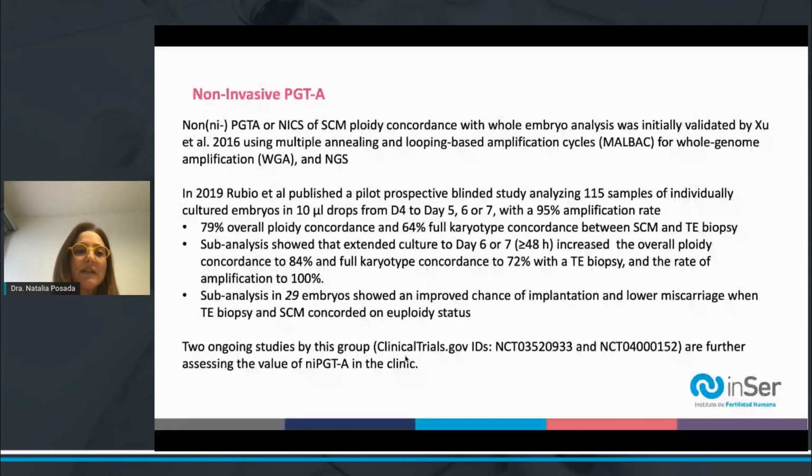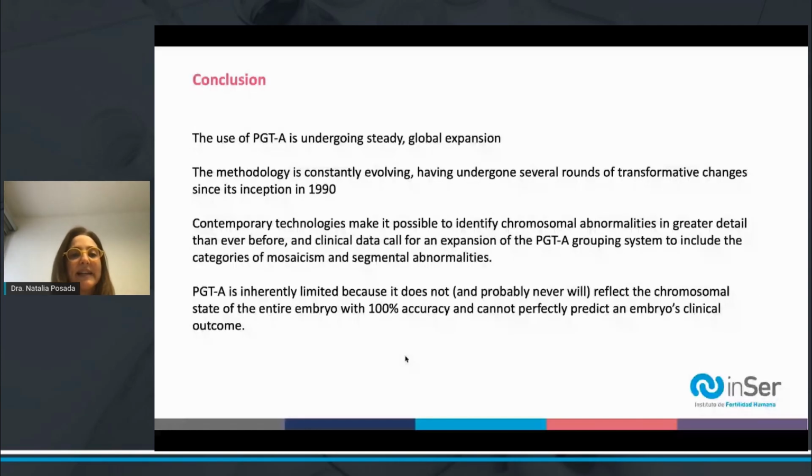So we may conclude that PGTA is undergoing steady global expansion. It has evolved greatly since its inception in 1990. Today, it's possible to identify not only normal or abnormal embryos, but to subcategorize them into mosaic or segmental abnormalities, which will avoid throwing away embryos that still have implantation potential. It is very important to understand that there are limitations inherent to the technique because we will never be able to evaluate the whole embryo.